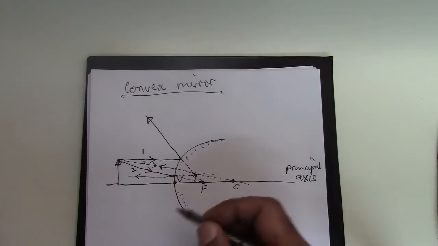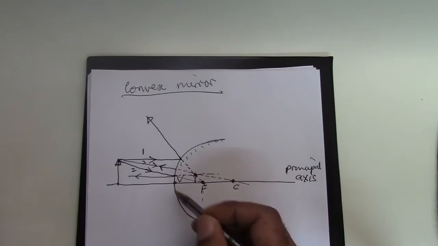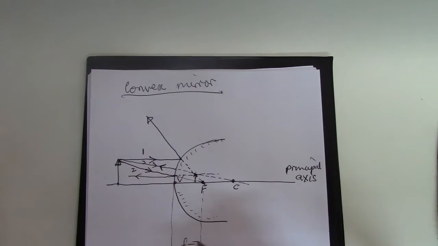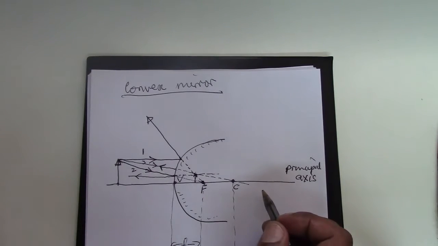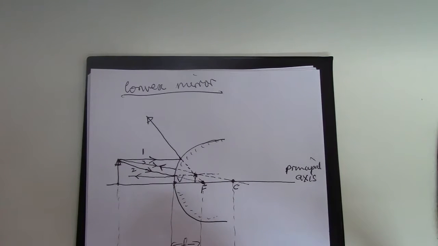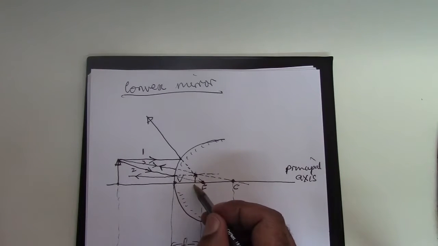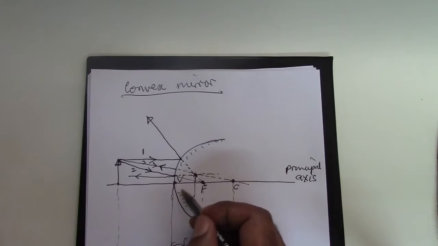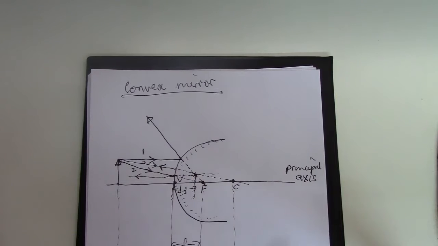So the same story: the distance from the vertex to the focal point is the focal length. The distance from the center of curvature to the vertex, you call the radius of curvature. The distance from the object to the vertex is the object distance, and the distance of the image to the vertex, we call the image distance, like that. So this is how we use the three key rays, or principal rays, that are necessary for us to locate the position of the image.